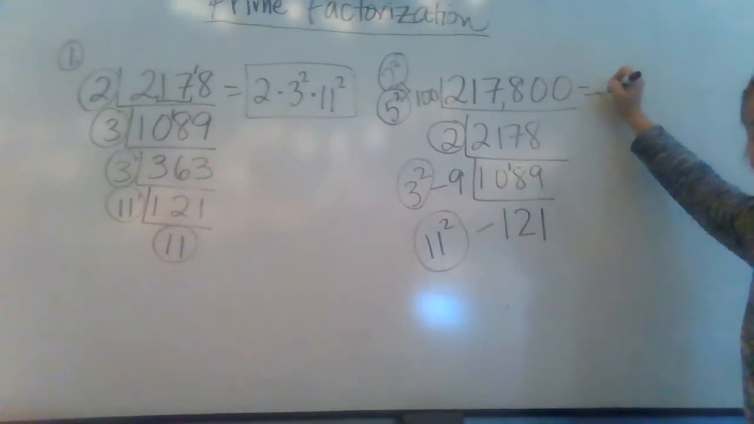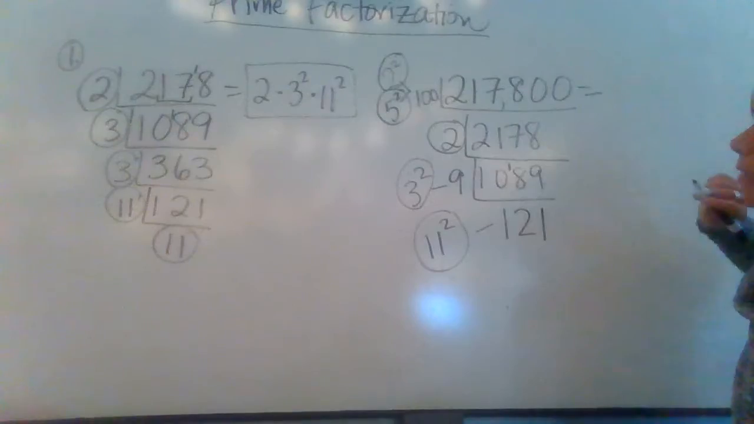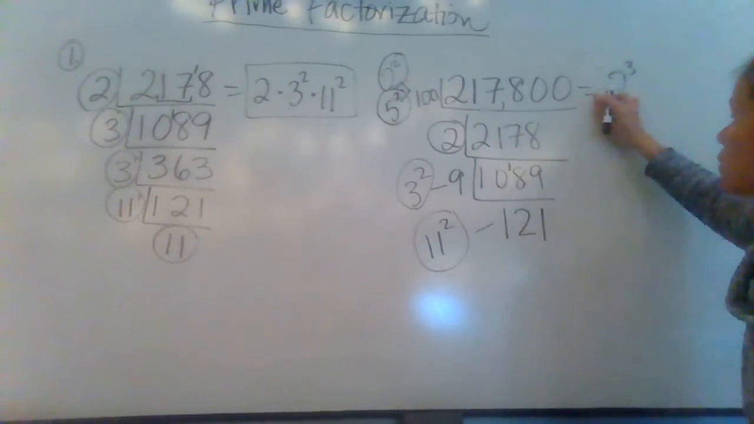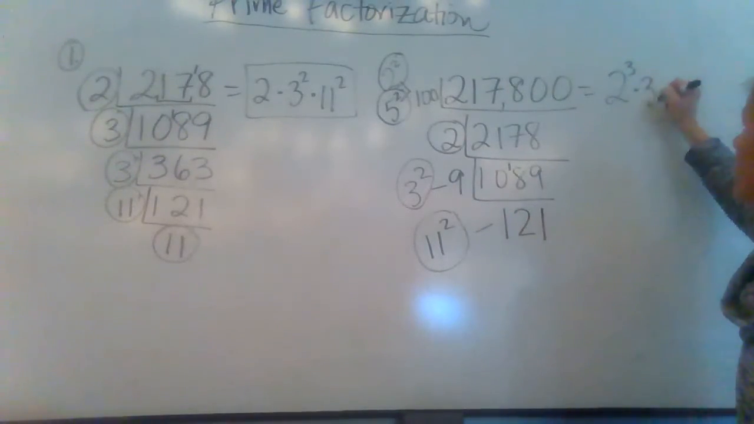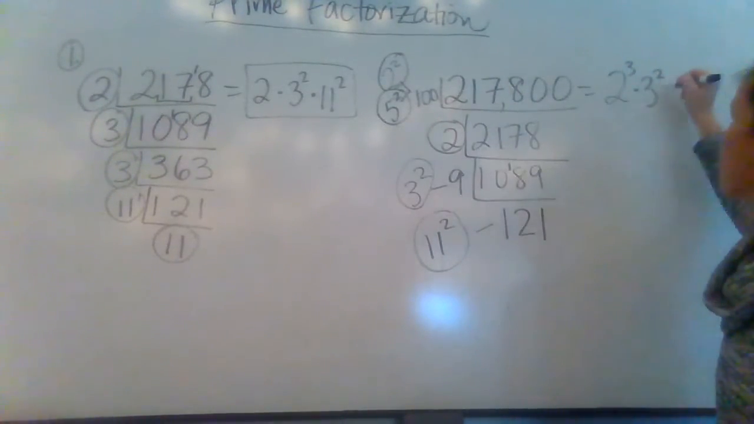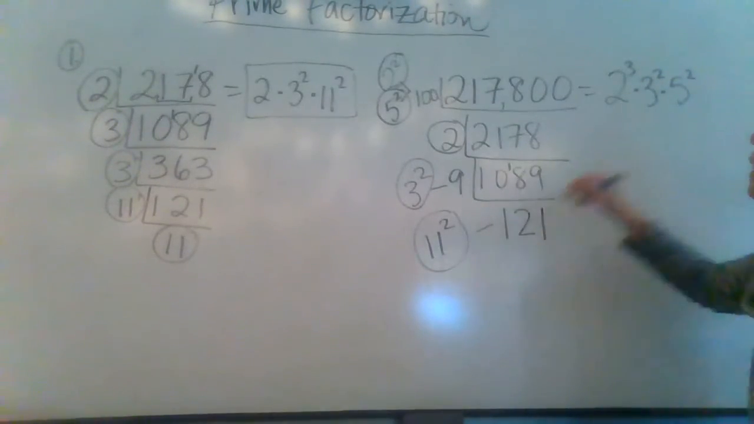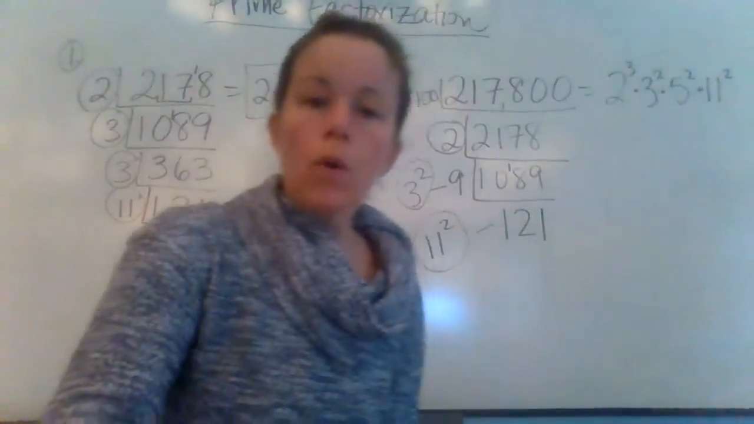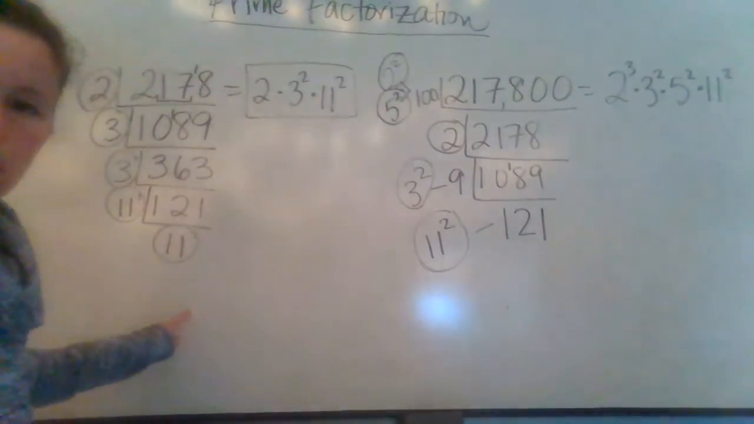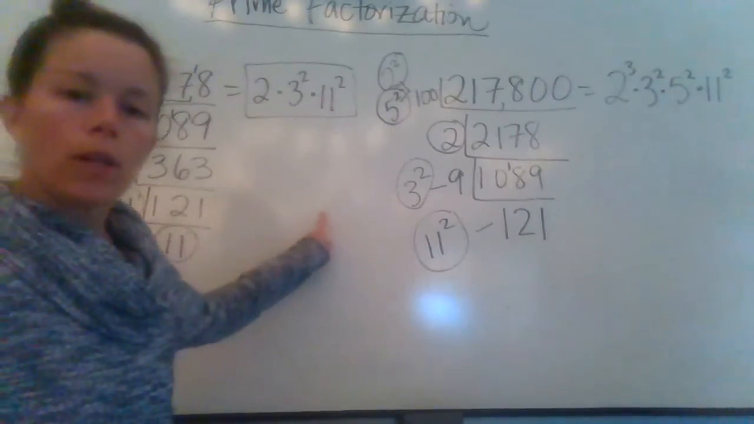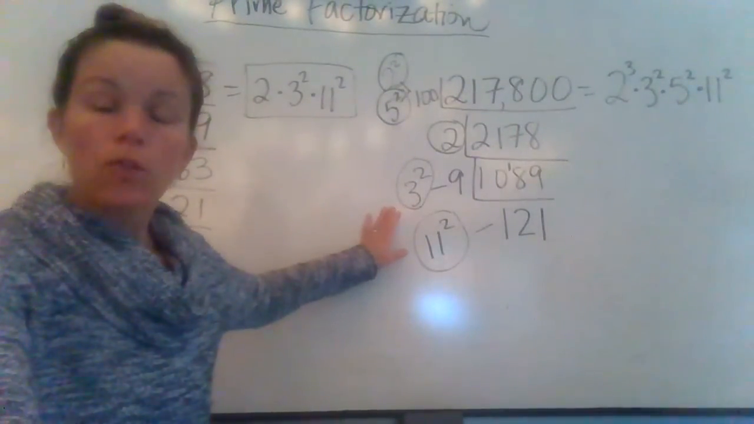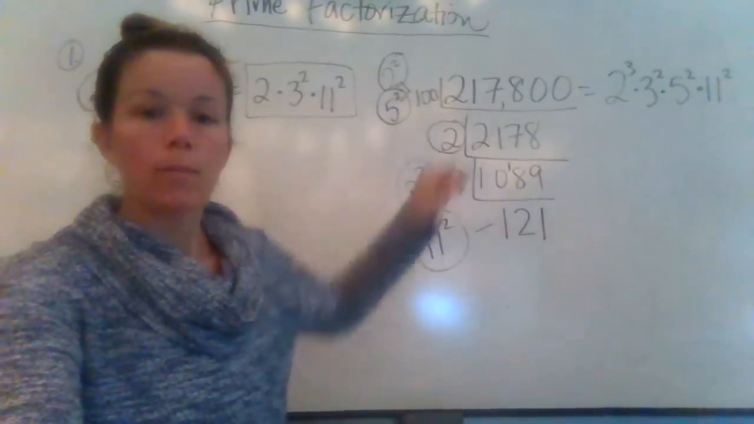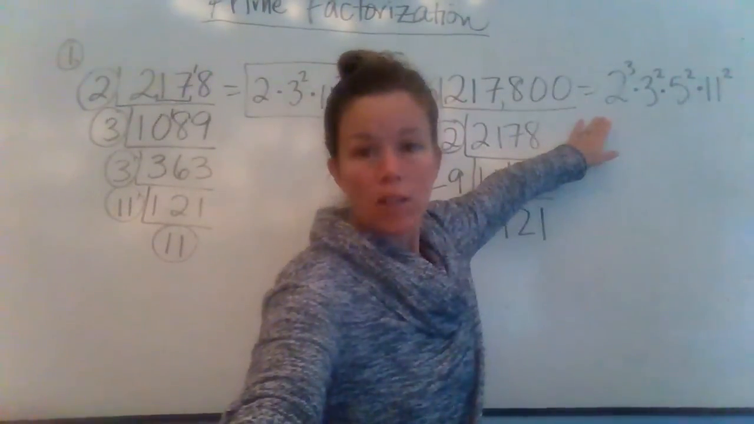So if I come back up here and I want to write my answer, my prime factored answer is I've got 2 times 2 times 2, so 2 to the third, times 3 squared, times 5 squared, times 11 squared. Okay, does everybody see that? So we can prime factor one prime factor at a time, or we can pull out larger factors and then use mental math to prime factor those, as long as we get all of the prime factors and we write them in exponent notation.